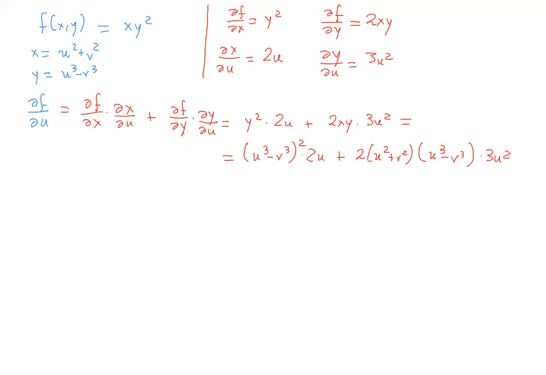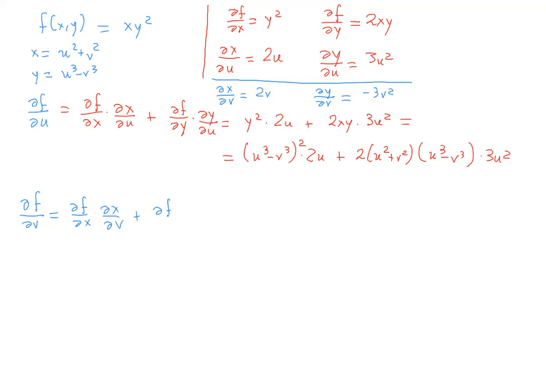Okay, and certainly we're going to do it together. For that, we will need the partial of x with respect to v, which is equal to 2v, and the partial of y with respect to v, which is negative 3v squared. And we will have that the partial of f with respect to v is equal to the partial of f with respect to x times the partial of x with respect to v plus the partial of f with respect to y times the partial of y with respect to v.